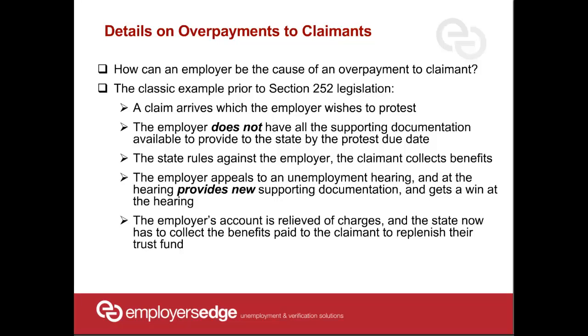So if you show a pattern of that type of behavior where you're failing to provide sufficient and adequate information at the initial request for information, you may not get relief of charges if it is overturned at an unemployment hearing. And if you show a pattern of behavior, they may not even allow you to go to an unemployment hearing. Some states, like Virginia, are actually fining you $75 for each unemployment claim over and above three in like a six-month period of time.